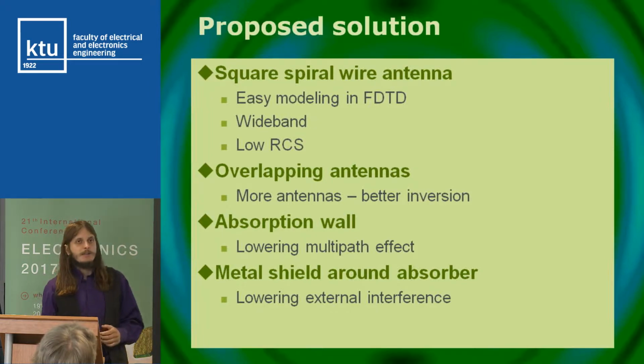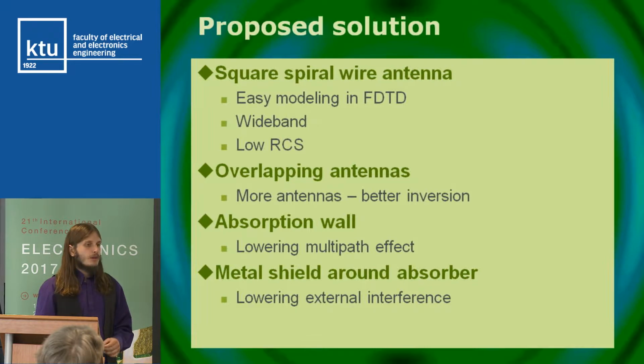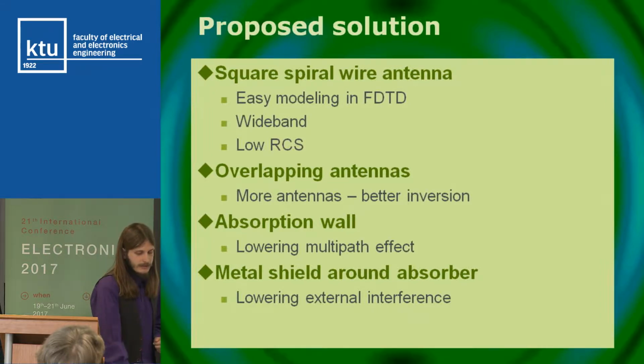And we introduced an absorption wall around the imaging chamber to absorb reflected rays from the chamber wall. The material should have a low permittivity to have low reflection and high losses. For example, some softer wood would be really good for that purpose. And we also put a metal shield around the imaging chamber to lower external interference.